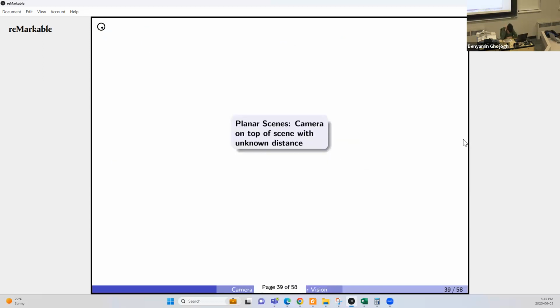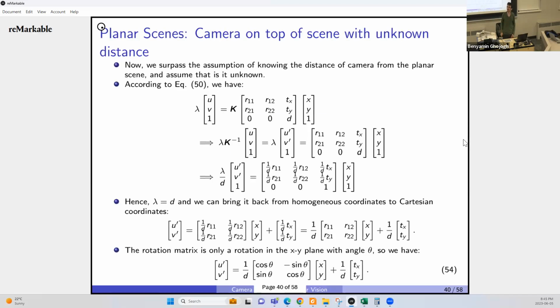Now, assume the distance is not known, because in the previous case, we assumed that the distance of the camera from the planar scene is known. But now let's assume we don't know that. Although knowing it is not hard, you can use a meter to find out the distance, but it doesn't matter. Now we surpass the assumption of knowing the distance of the camera from the planar scene and assume that it is unknown. Okay, what do we have?